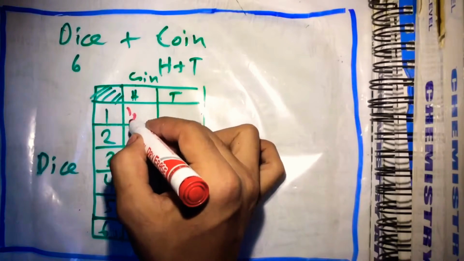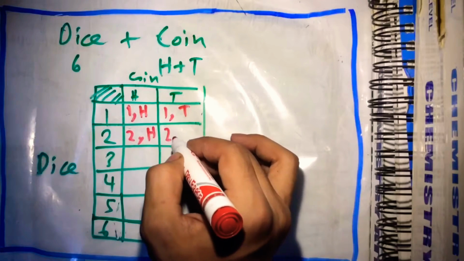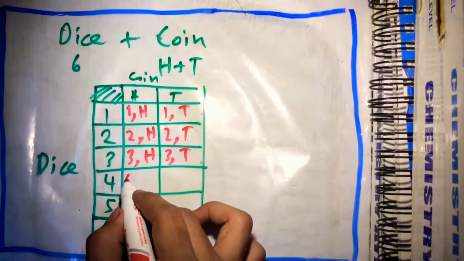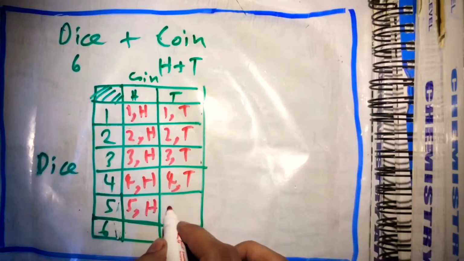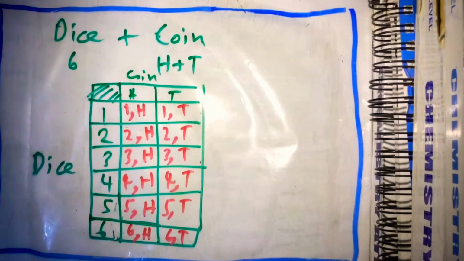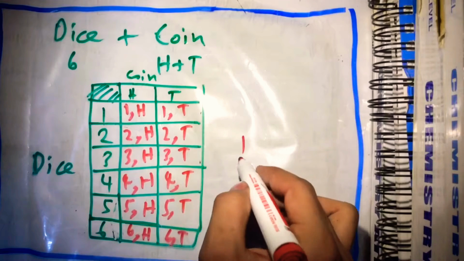So it's 1 comma head, 1 comma tail, 2 comma head, 2 comma tail, 3 comma head, 3 comma tail, 4 comma head, 4 comma tail, 5 comma head, 5 comma tail, 6 comma head, 6 comma tail. So for example, if we need the probability of obtaining a 6 and a head, it would be 1 upon 12.